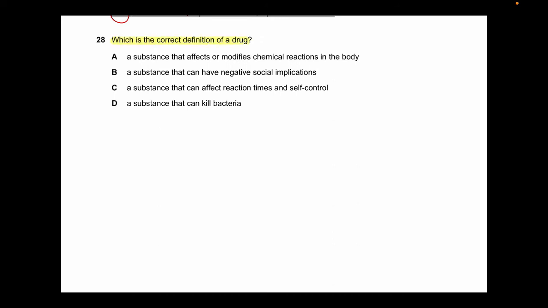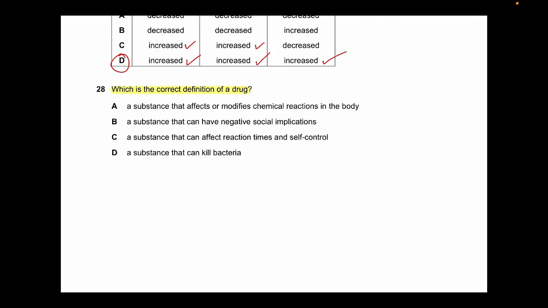Which is the correct definition of a drug? We know a drug is a substance that affects or modifies chemical reactions in the body. Option A is correct. Option B, a substance that can have negative social implication. Well, not all drugs have negative social implication. Many of them are useful. A substance that can affect reaction time and self-control. Not all drugs can affect reaction time or self-control. A substance that can kill bacteria. Not all drugs are made for killing bacteria. So options B, C, D are wrong.